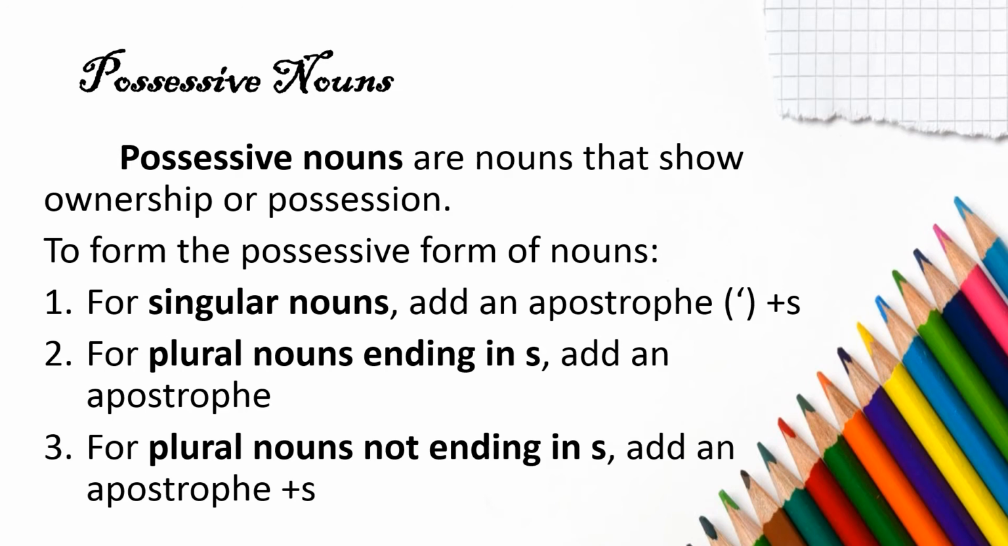Now, to form the possessive form of nouns, we need to consider three situations. For the first one, it's for singular nouns. For singular nouns, we usually only add an apostrophe s to change it to its possessive form. For plural nouns that end in s, we only need to add an apostrophe at the end of the noun. For plurals that do not end in s, we need to add an apostrophe s.